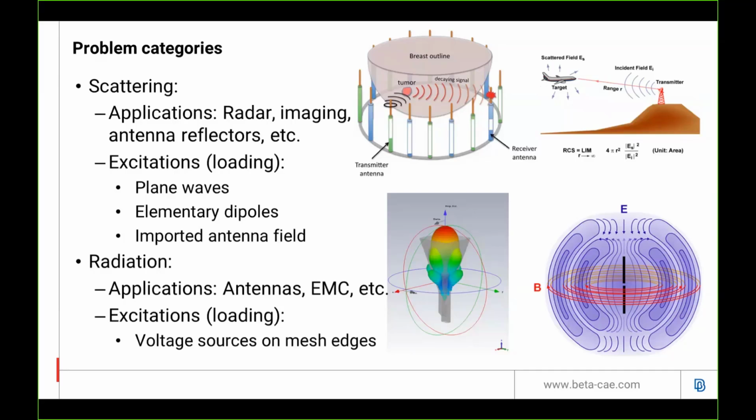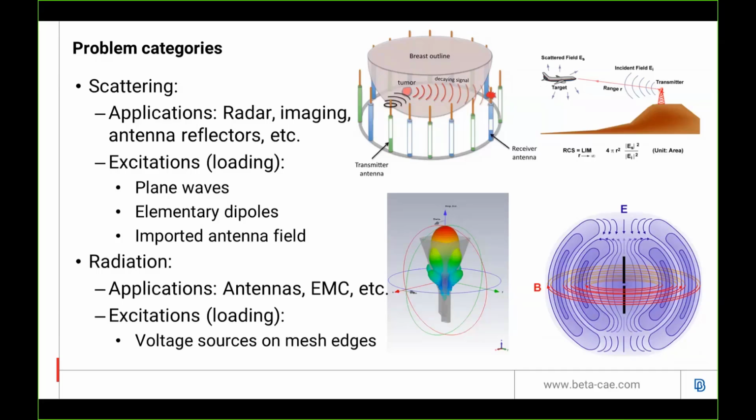For example, in the top left picture you can have a circular array of antennas which irradiate a part of the body, where the body has a tumor, and you want to detect the position and size of the tumor. So you emit radiation from the surrounding antennas, and the tumor scatters the radiation. The scattered radiation is received by all the antennas around it. And by suitable mathematical methods, you can reconstruct the position and the shape of the tumor.